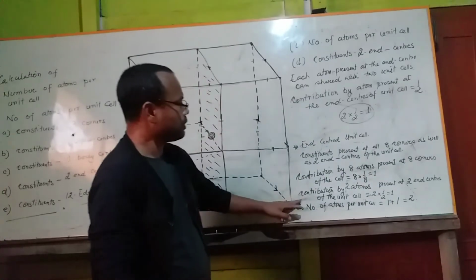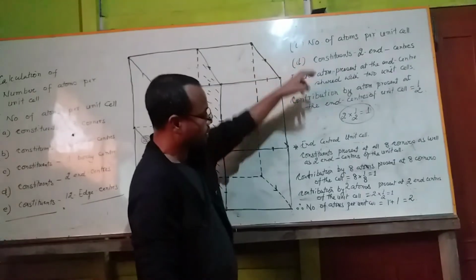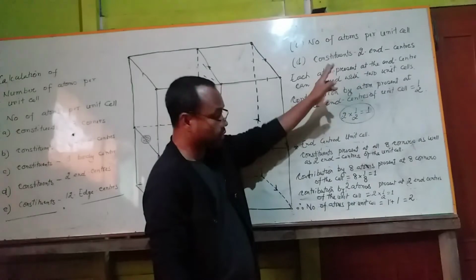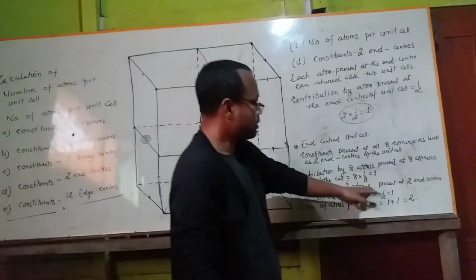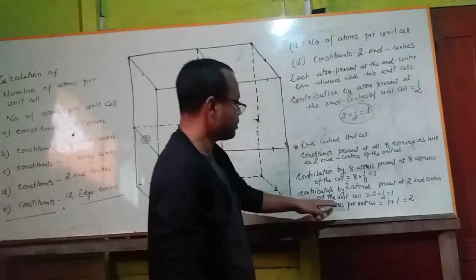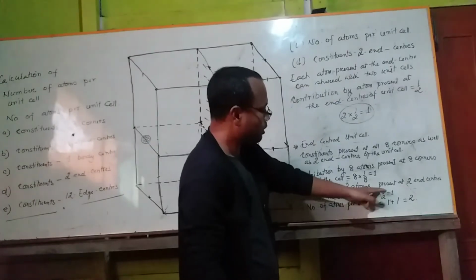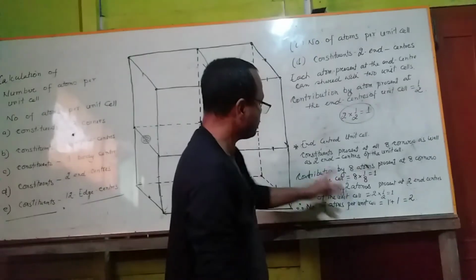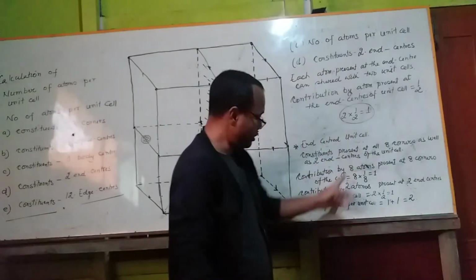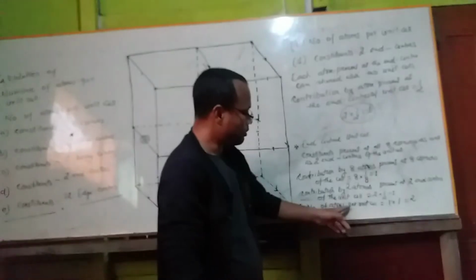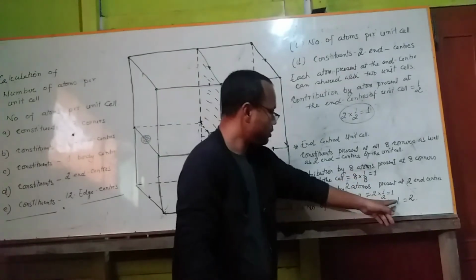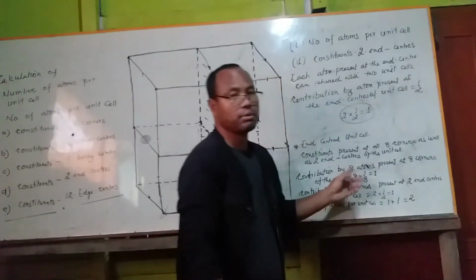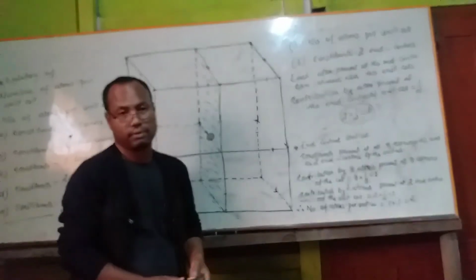In the case of the constituents present at the end center, how do we calculate the contribution by 2 atoms, because we have 2 atoms present at the 2 end centers of the unit cell? We do the calculation 2 into 1/2, which is equal to 1. Now here is the number of atoms per unit cell in the end-centered unit cell: this one from the corner, this one from the end center. So 1 plus 1 is equal to 2, that is the number of atoms per unit cell.